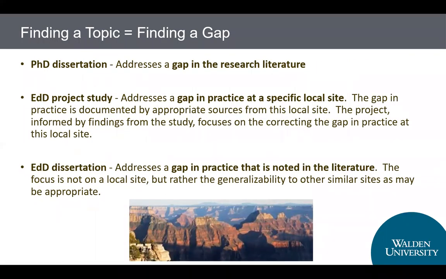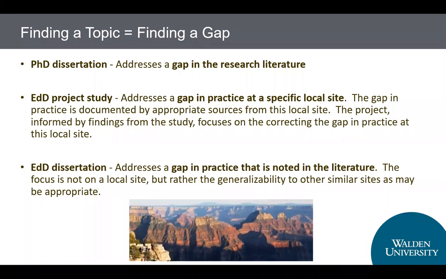Hi, so I'm just going to cover a little bit of background information because finding a topic can be a real challenge for many students. Oftentimes, students approach this task inductively, and apart from the project study in the EdD, you really don't want to start with a problem. You want to start by looking through the literature to find out what's happening. So if you're doing a PhD or an EdD dissertation, you want to find a gap in the literature or a gap in practice that is noted in the literature. If there is no literature showing this gap, then the topic is not a viable dissertation topic.